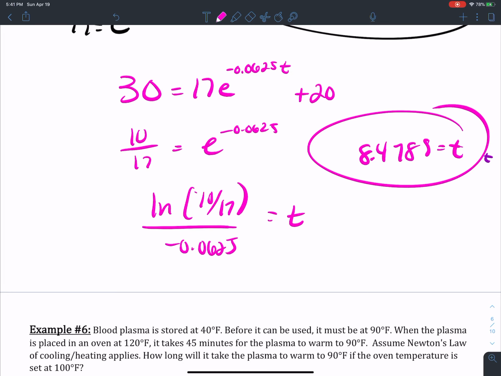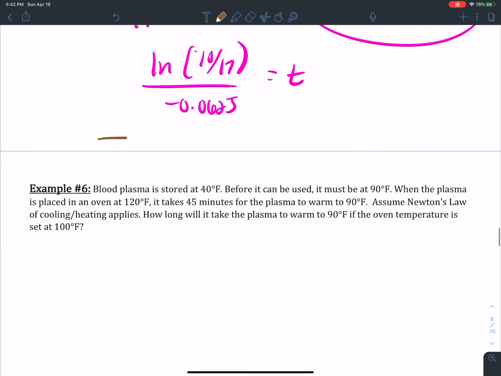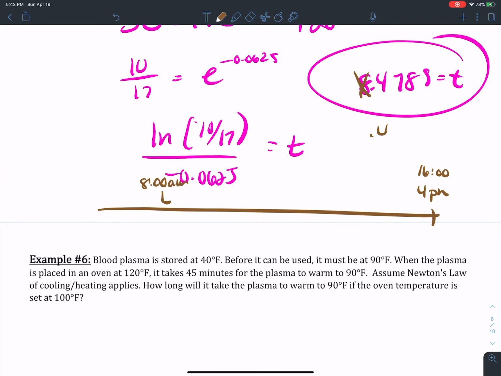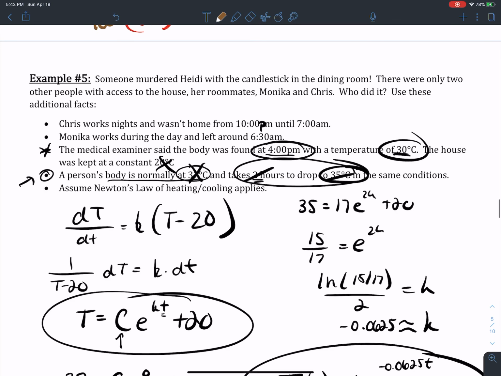Now t is hours since she was murdered, so let's go backwards, right? If we set up this timeline here, this is 4 p.m., which I'm going to conveniently and more appropriately change to 1600 because it's easier to take away 8 hours, because 8 hours would be 8 a.m. I took away the 8 hours, but now 0.478 of an hour, that's like 28 minutes. Let's take away 28 minutes, so approximately 7:32 a.m. time of death. So I'm going for Chris, man, because Monica left at 6:30 in the morning and Chris got home at 7. So Chris would have been the only person in the house with Heidi.